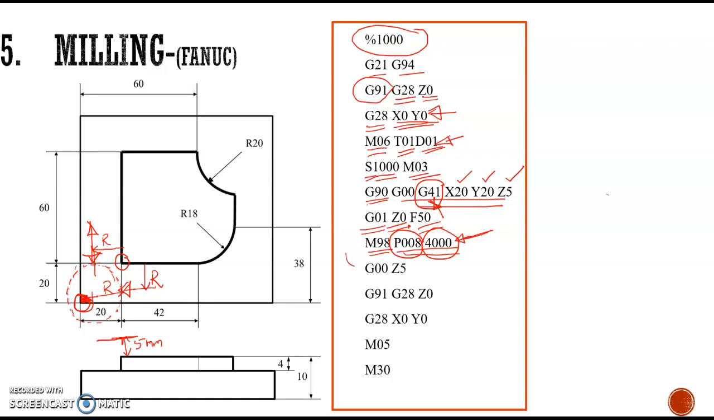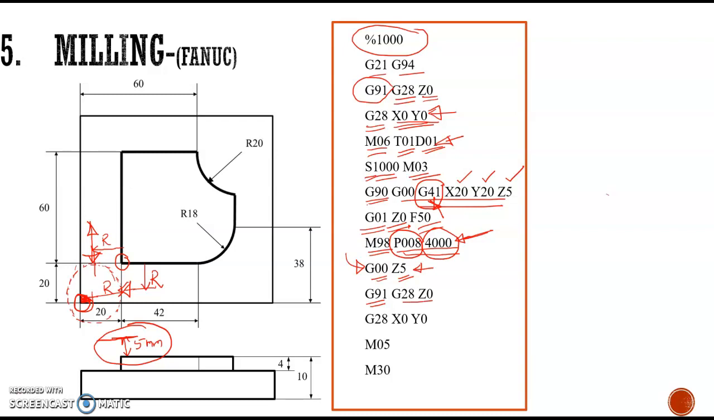Now after that, the next block is we have to retract the tool from the work surface. So G00 Z5 means, from the end position, it has to be moved again to Z5. So it has to maintain this position again 5 mm above the workpiece surface. Then G91. So 91 is again used for incremental positioning.